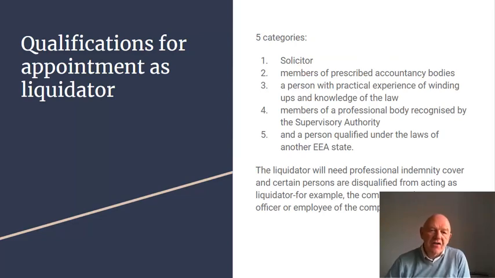In relation to qualifications for appointment as a liquidator, there's 5 categories of persons who do qualify. A solicitor, a member of a prescribed accountancy body, a person with practical experience of winding ups and knowledge of the law, and that's a limited enough category, members of a professional body which is recognised by the supervisory authority, and a person qualified under the laws of another EEA state. The liquidator will need professional indemnity cover, and certain persons are disqualified from acting as a liquidator, for example the company auditor or an officer or employee of the company.